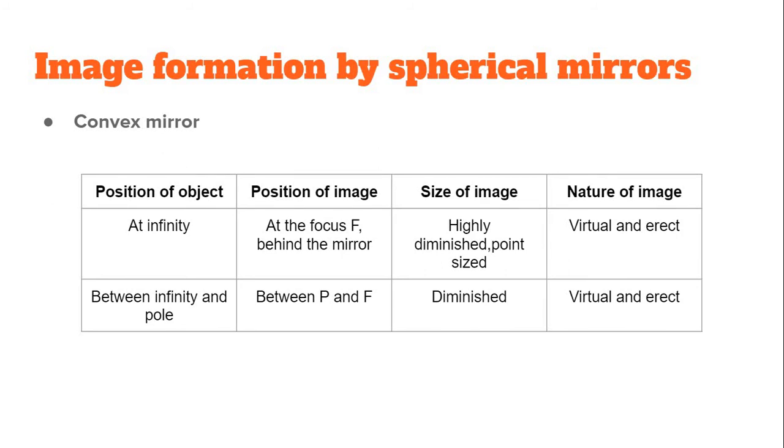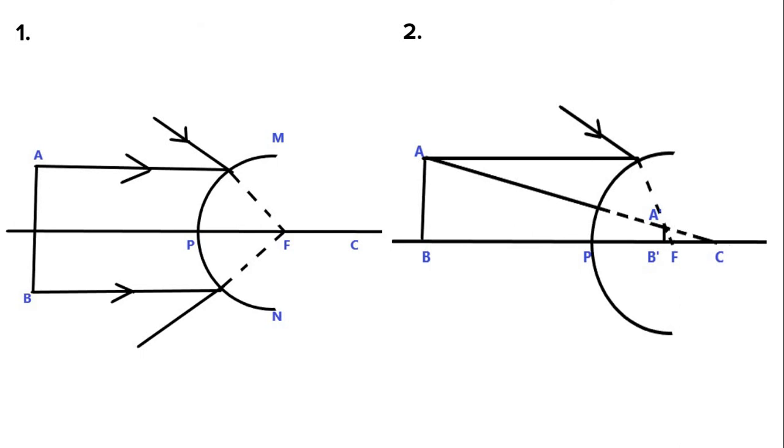So there are only two cases of convex mirror, and always the image will be virtual and erect, and always form behind the mirror, not in front of the mirror. In the first case, the object is kept at infinity, and the image will be at the focus F behind the mirror. So the image will be point sized and highly diminished.